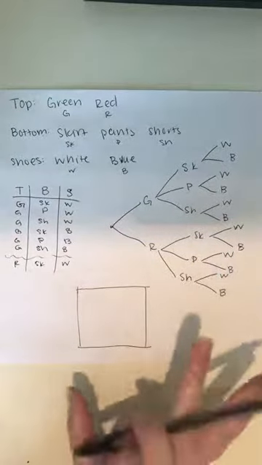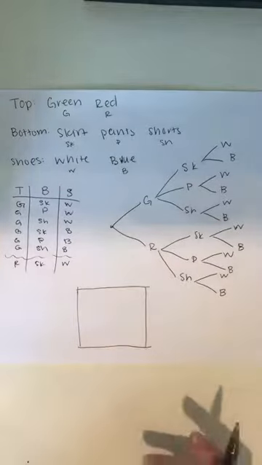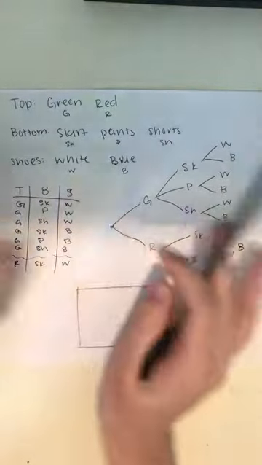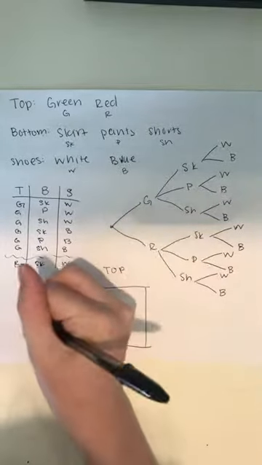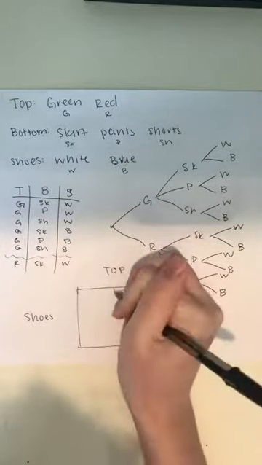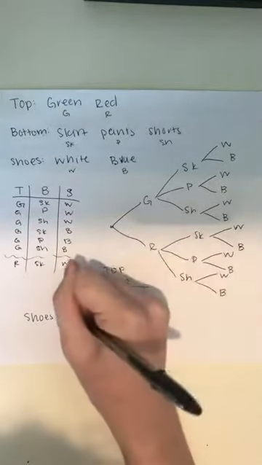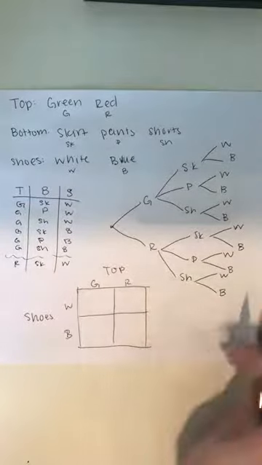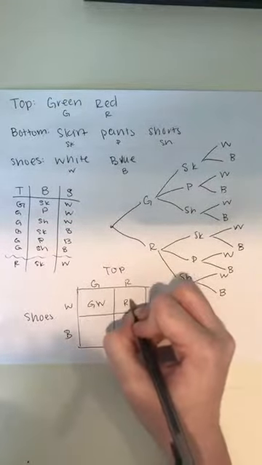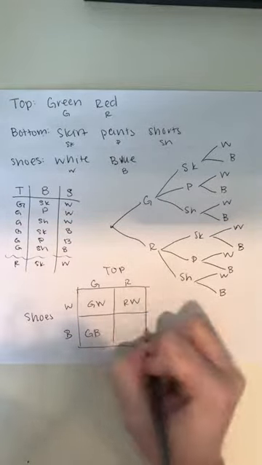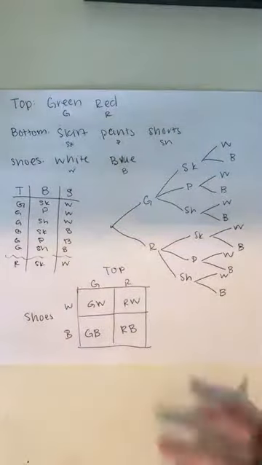So just for the purposes of showing an area model, let's go with, I don't know, a top and shoes. So let's forget the bottoms for a minute. So this is your top and your shoes. You can have a green top and a red top and white shoes or blue shoes. So the combinations between these would be green and white, red and white, green and blue, and red and blue. So that's basically how an area model works.